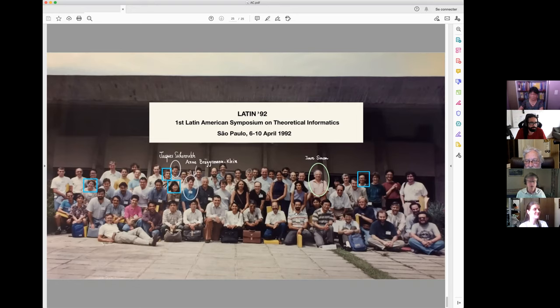And let me add 2 other things. So I was, on the invitation of Imre Simon, visiting São Paulo in the French summer, the Brazilian winter of 91. And at that time, Imre was very, very busy with the organization of this first conference. And it was somehow quite a revolution, because Imre explained to me that he was able to organize it because he used, for one of the first times, but I think the first time, the conference was using internet.